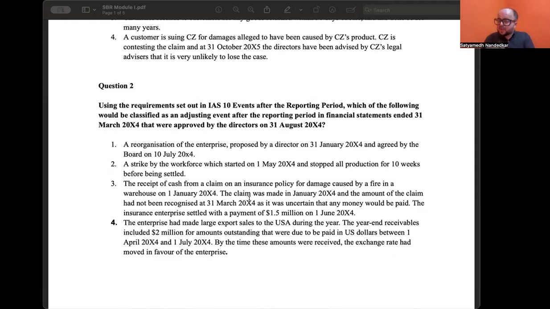The event that takes place after the balance sheet date confirms a balance that was in existence on the balance sheet date. Hence, your answer should be option 3. Option 3 is an adjusting event.